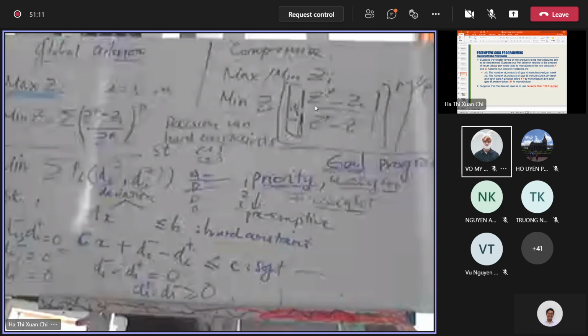So with goal programming, we have a problem like that. You must formulate it and solve the problem. Everyone, you can see the first slide. It looks complicated, but I hope you can see it and make it simple.